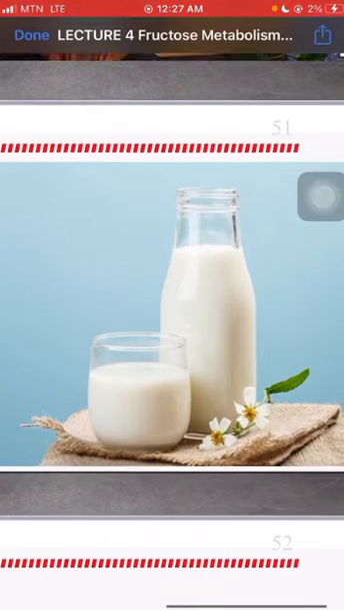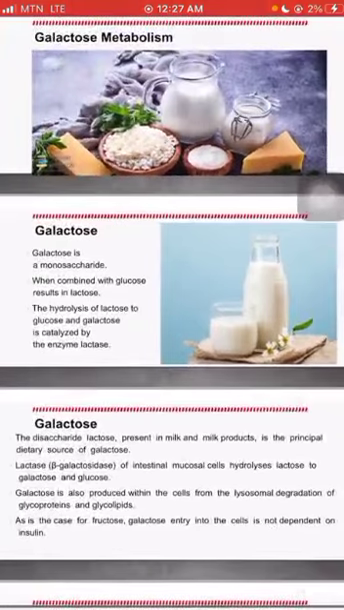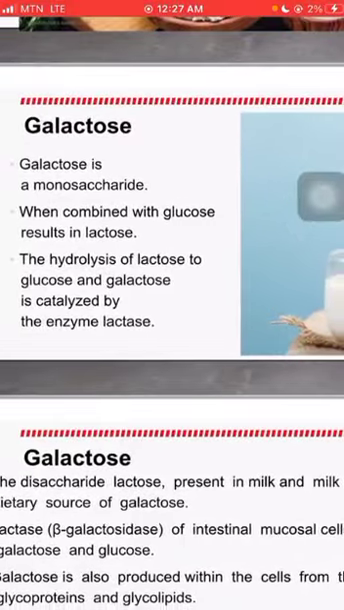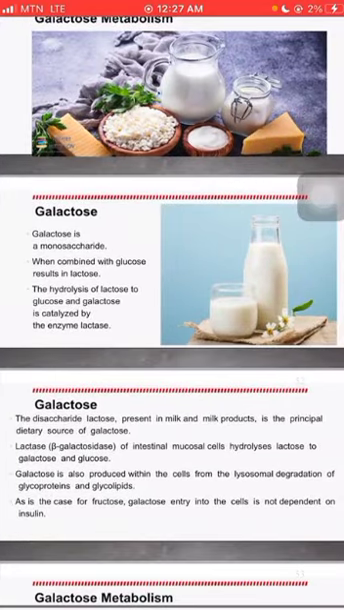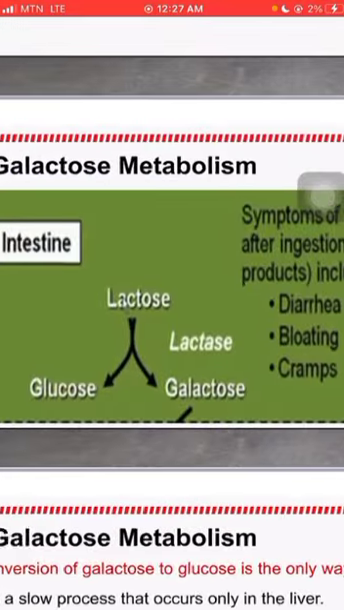When this milk product gets into the what? Into the gut, this lactose in the milk product will be acted upon by a certain enzyme we call lactase, and this lactase will convert the lactose to what? Glucose and what? Galactose. Hope you understand.